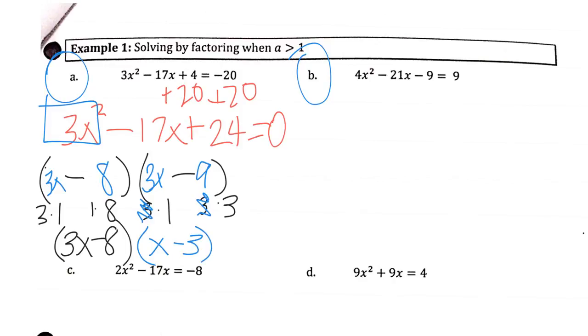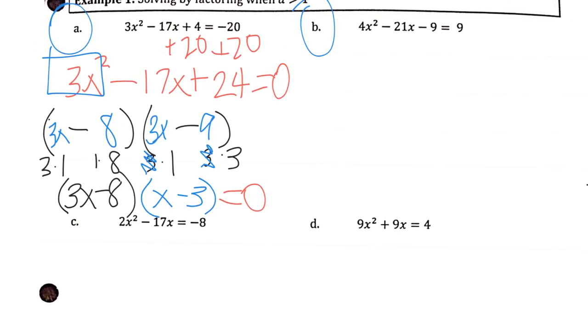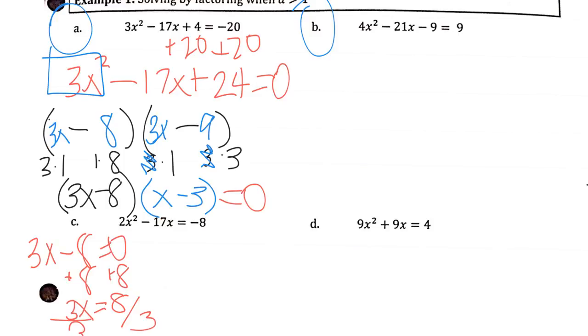Now I make sure, remember that this is equal to 0. So now I have to set each term equal to 0. So when I set each term equal to 0, I have 3x minus 8 is equal to 0. So I'll add 8 to both sides. Get 3x is equal to 8. Divide by 3. So x is equal to 8/3.